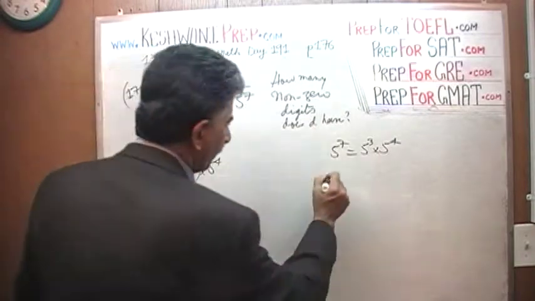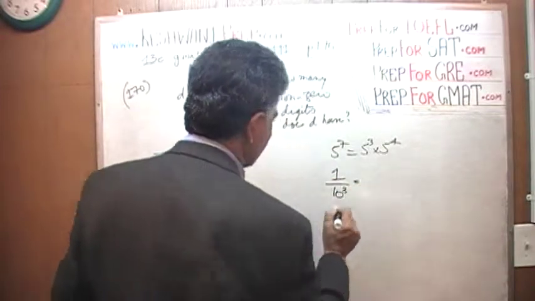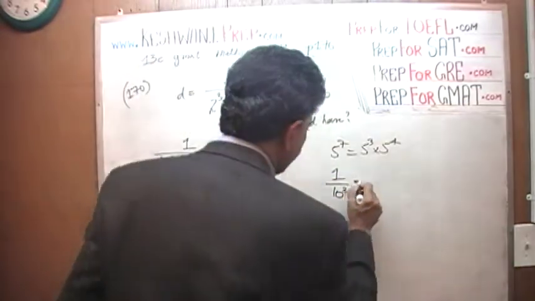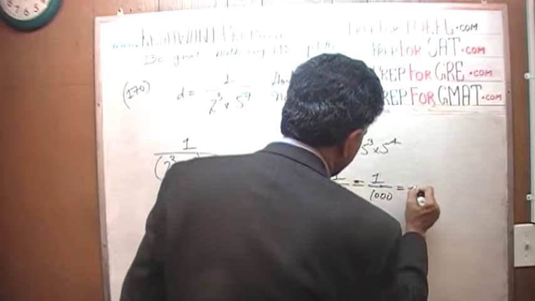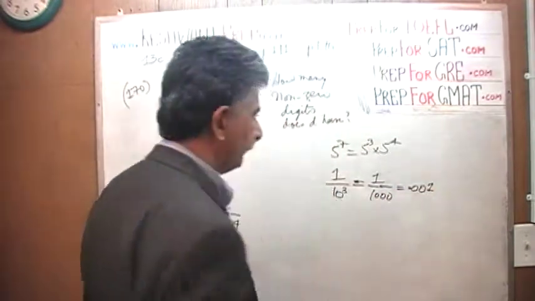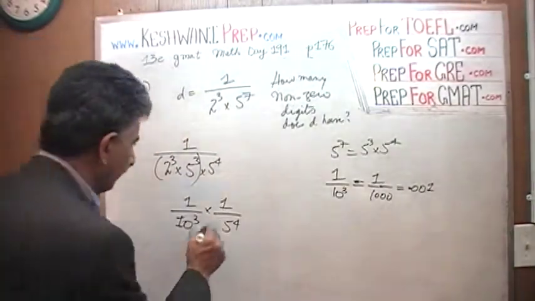How much is 1 over 10 to the 3rd? But that's just 1 over 1,000, which is simply 0.001. Now let's figure out what this 1 over 5 raised to 4 is.